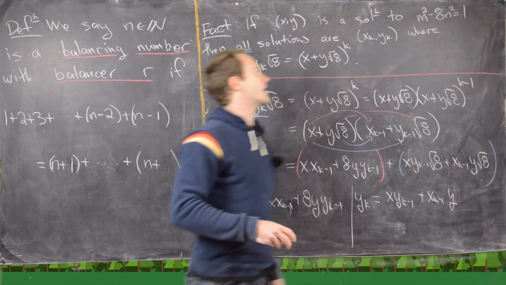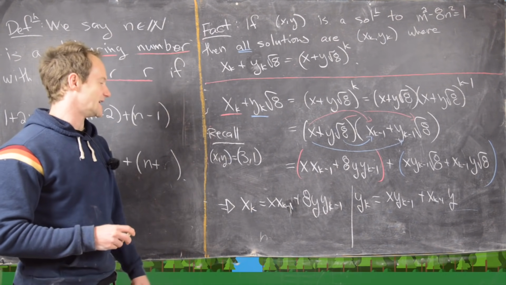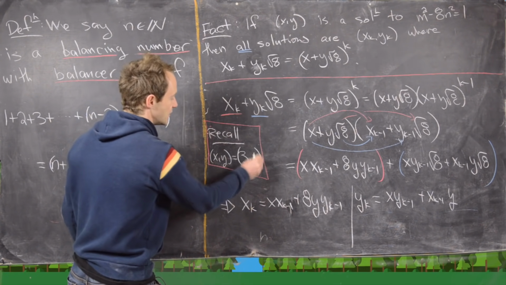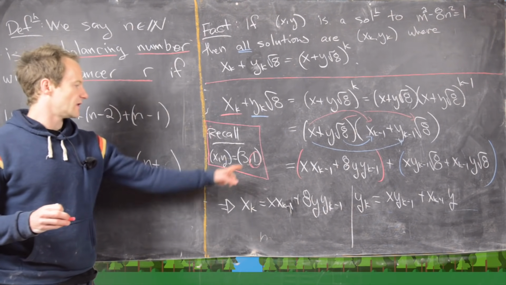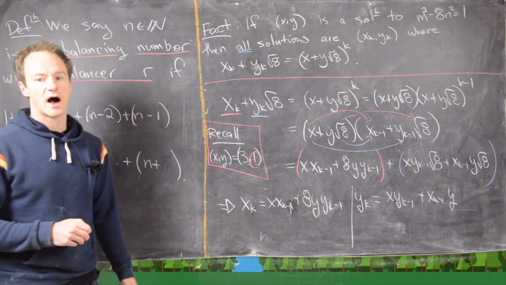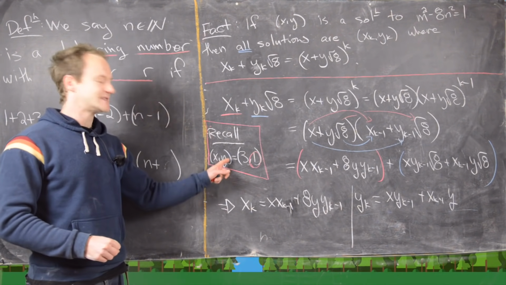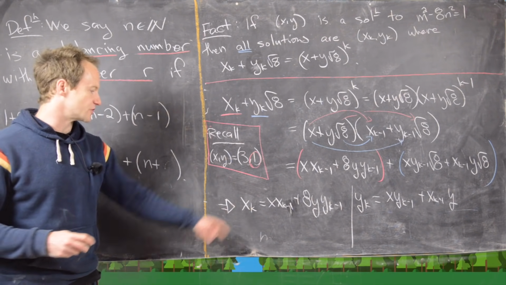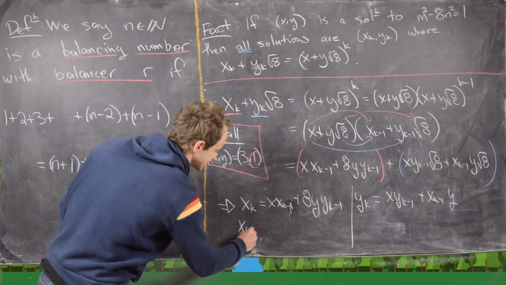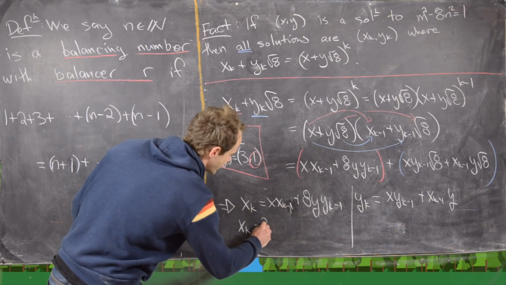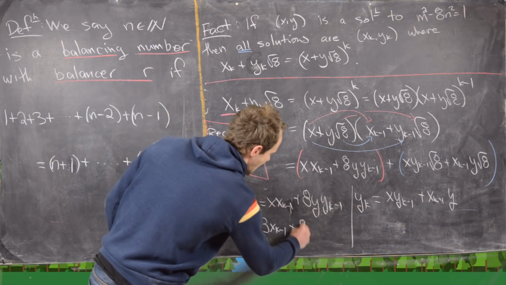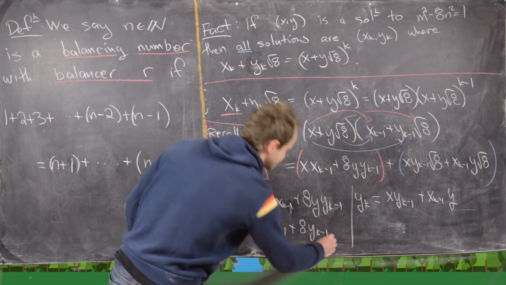So 3 squared is 9, minus 8 is 1, so that's a solution. And then notice in this case, the y variable is giving us the balancing number. So that's our x and y. So we can take this, which is like our starter solution, and put it down here. And notice that's going to give us x_k equals 3 times x_{k-1} plus 8 times y_{k-1}.